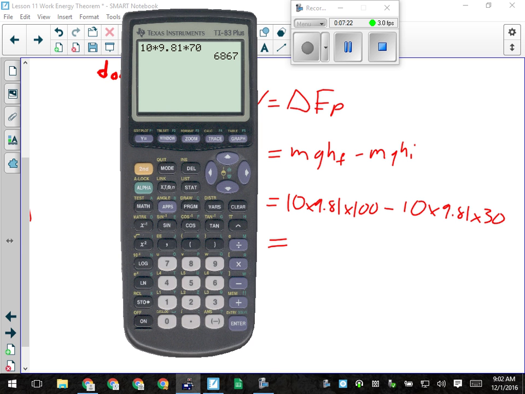If you're doing it this way, which is also fine, okay, then you're going to have 10 times 9.81 times 100 minus 10 times 9.81 times 30. Whoop, won't give me the same answer if I don't type it in right. Okay, either way works, right? Our work done here is 6,867 joules.